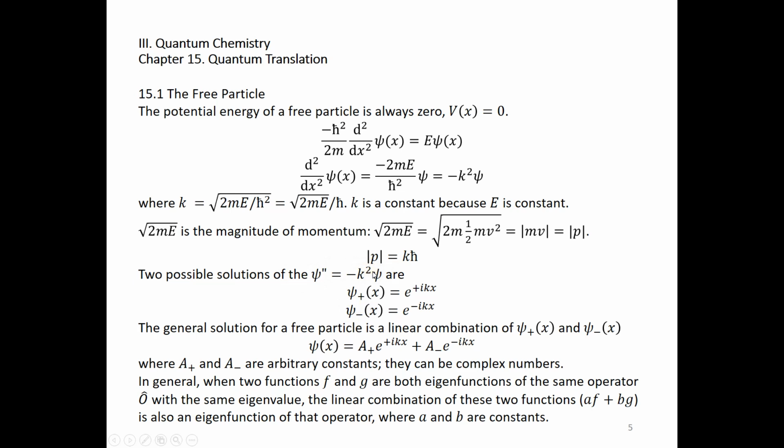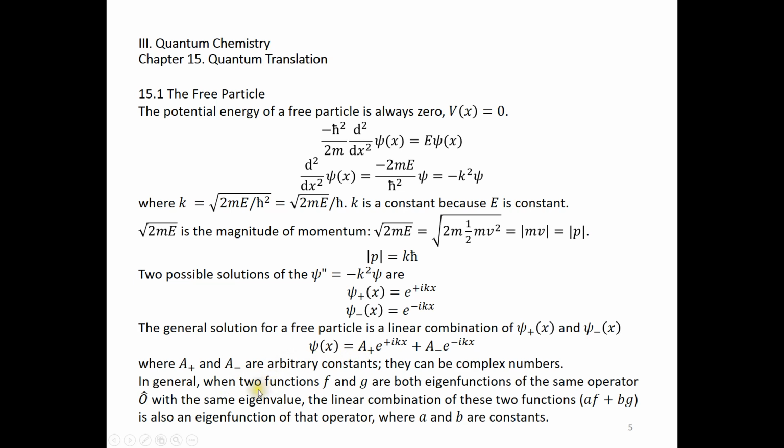However, there are actually an infinite number of solutions. The general solution for a free particle is a linear combination of psi plus and psi minus. It can be expressed as a coefficient times e to the power of plus ikx plus a coefficient times e to the power of negative ikx. We use a sub plus and a sub minus to denote those coefficients. They can be any constant. They can be complex numbers.